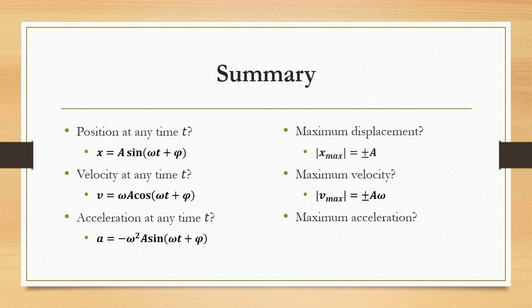Acceleration as a function of time, that's the derivative of velocity. Here's what we came up with. And maximum acceleration is going to be the coefficient in front of the sine here. And as always, I use plus or minus because it can be achieved the same in magnitude, but in two different directions, so two different signs are possible.